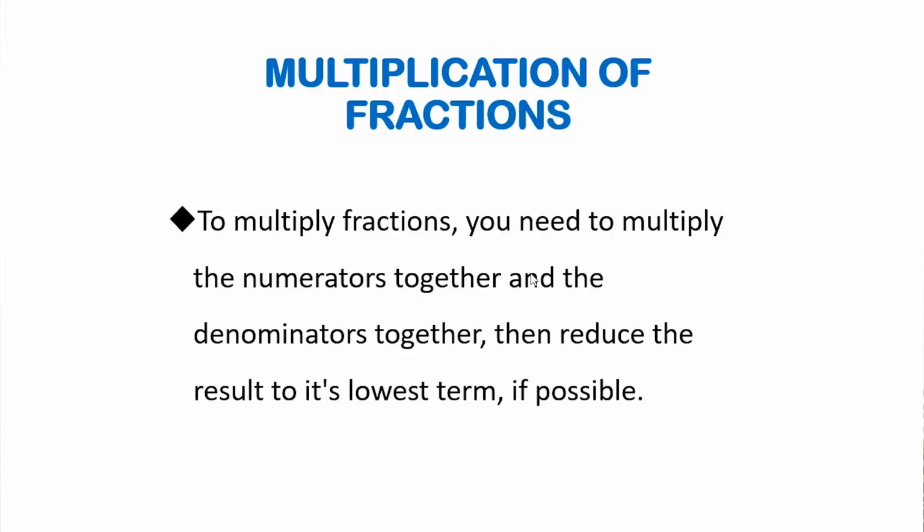Then another one that is of importance is to reduce the result to its lowest term, if possible. Sorry for the apostrophe there in "its", it is ITS. It means that you can solve and get to a point where the value is not in its simplest form. So that is another thing in multiplication or division of fractions: you must make sure that the fraction is in its lowest terms.